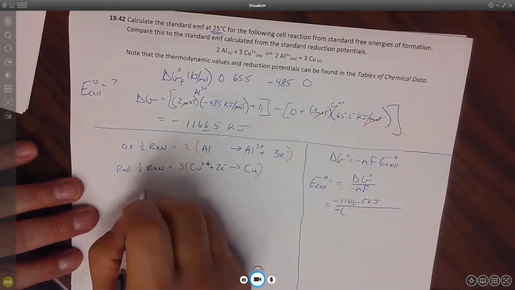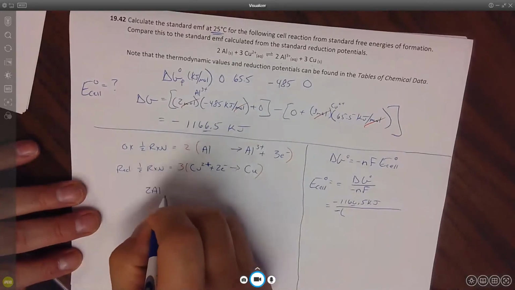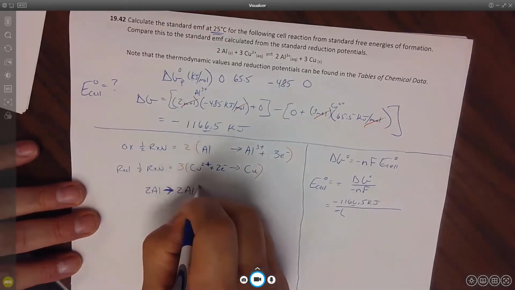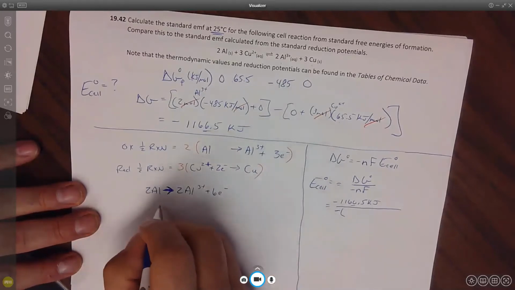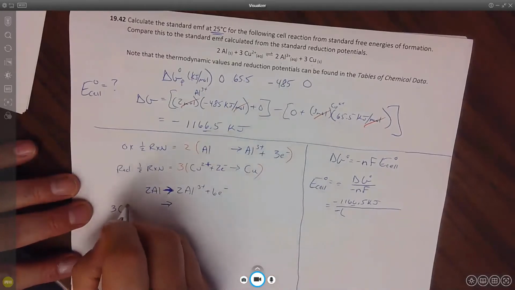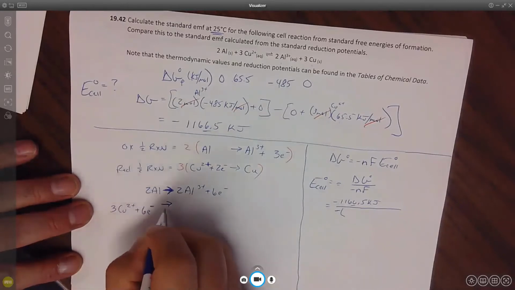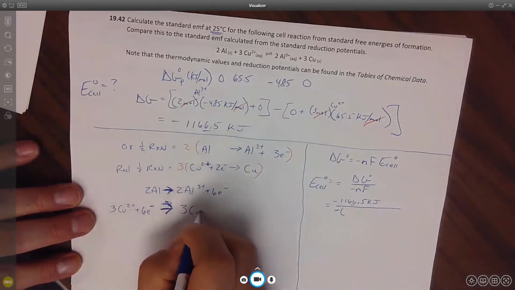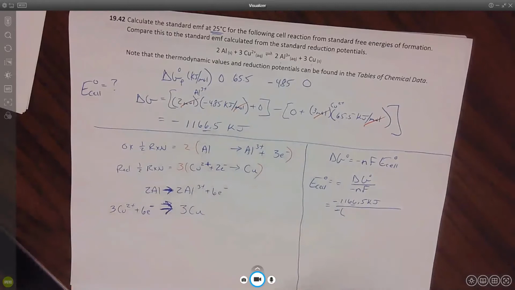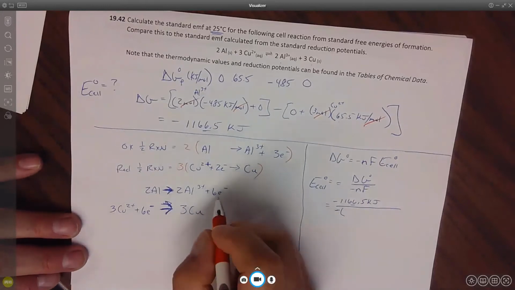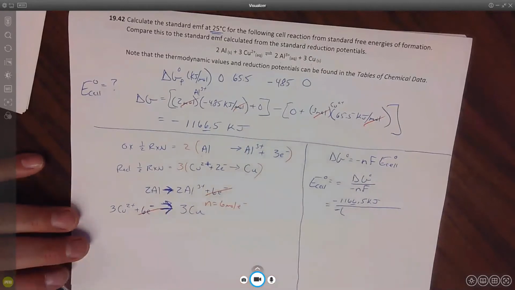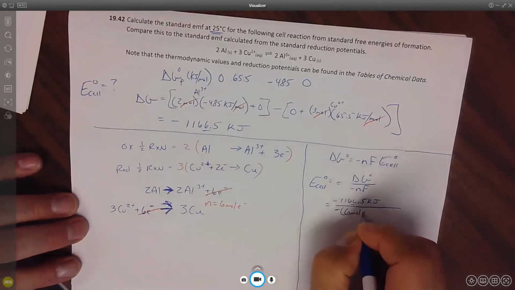So that's going to give us 2 aluminum going to 2 aluminum 3 plus and 6 electrons. And then here we have 3 copper 2 plus and 6 electrons going to 3 copper. Okay, how did that help us? The moles of electrons is equal to 6 because that's canceling. Right? So n equals 6 moles of electrons.